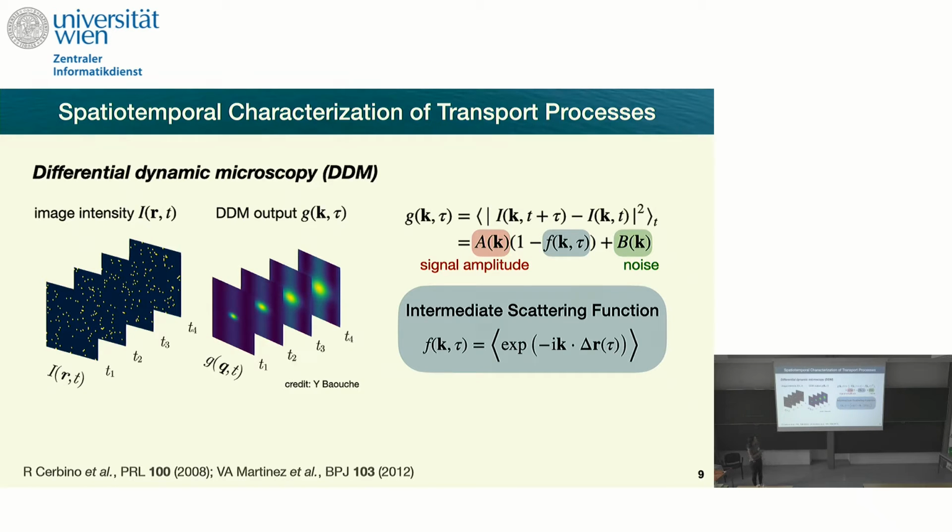I just want to say that the output of DDM is essentially related to this intermediate scattering function, as we've heard earlier today. So the intermediate scattering function is essentially defined in this way. It's the average of the exponential of minus ik, where k is the wave vector, times the displacement variable. Okay? And so one difficulty perhaps also with this method is that if you want to learn something about your experimental measurements, you also need a theory to compare with to actually learn what's going on in your sample.